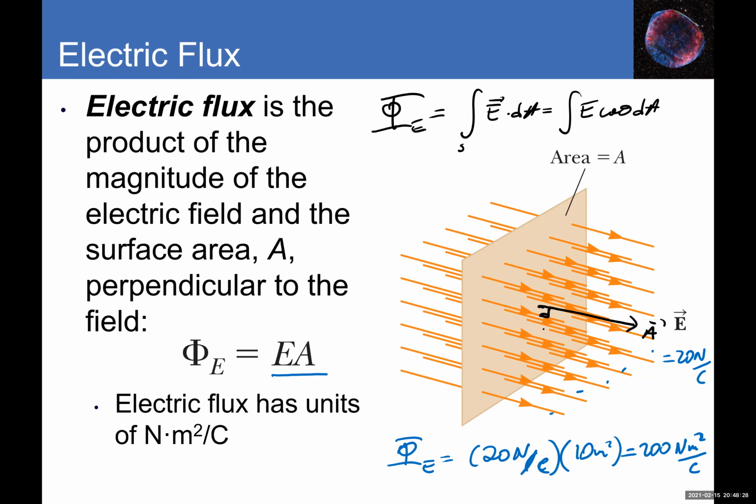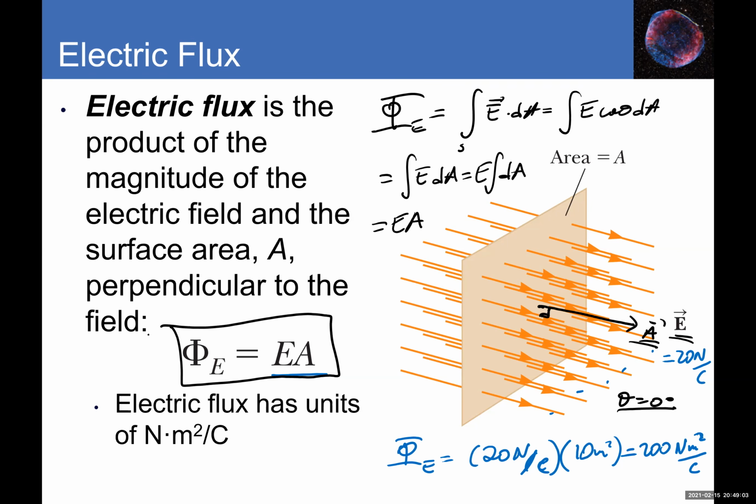But you can see, remember, electric field is constant and theta here is 0 degrees. Again, theta is 0 degrees because I'm looking at the theta that is between vector A and electric field, and both of those vectors are pointing in the same direction. So this becomes just the integral of E dA because cosine of 0 is 1. Because the electric field is uniform, I take it out, then I'm doing the integral of dA. The surface integral of dA is nothing but A. That's why electric flux for this is just E times A.